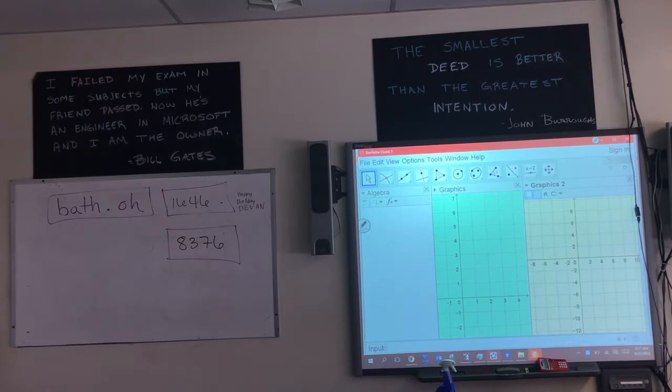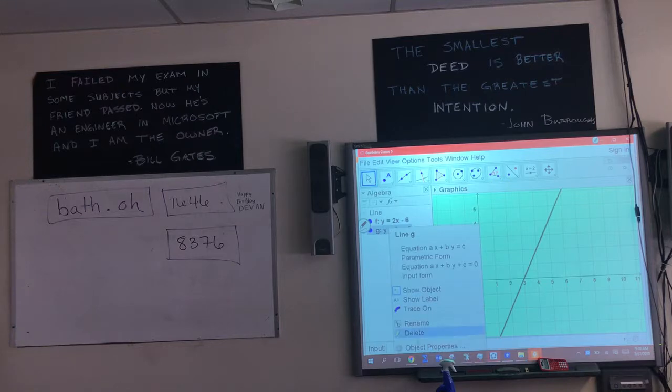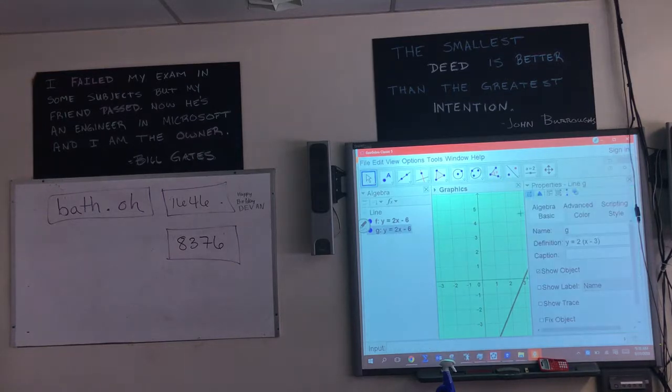Going back to those that intersected one time, so those were conditional. If I go to y equals 2x minus 6, and then I type in y equals 2x minus 3, I have two different lines here. Okay? See those two different lines, right? You see why we have infinite solutions? They coincide. They overlap each other. Every single x value that I choose will still give me a true statement.